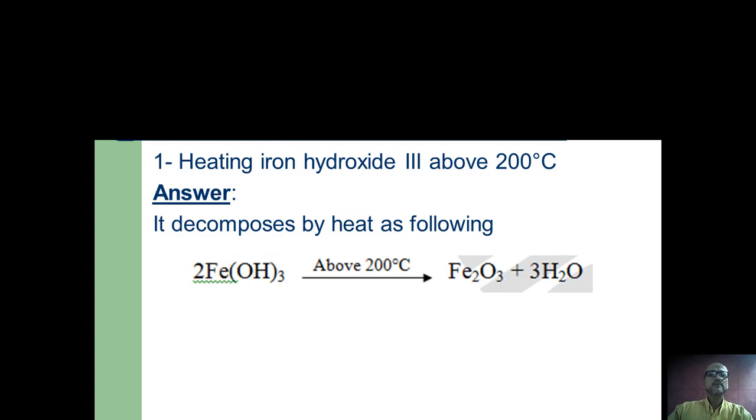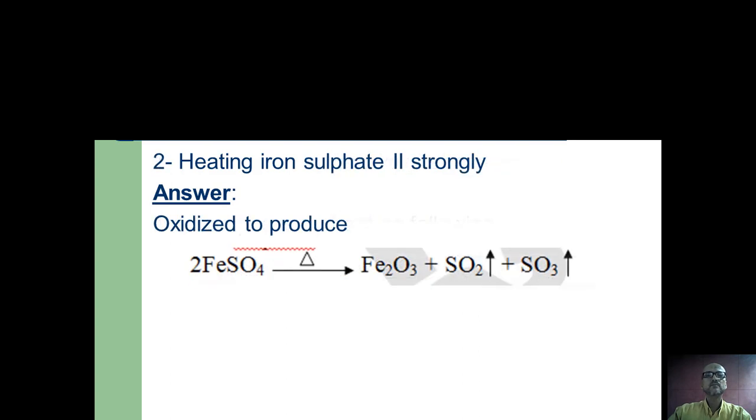What happens when? Here in this question you have to write a chemical equation after explaining. Heating iron hydroxide 3 above 200. It will decompose by heat as follows. It will form the oxide of the same oxidation state: Fe2O3, hematite, plus water.